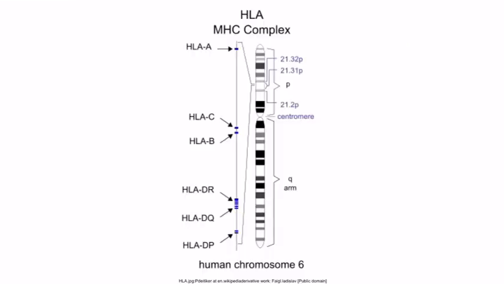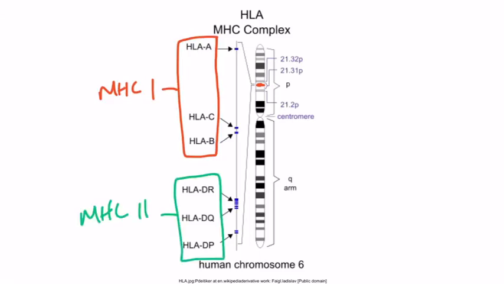Here we have chromosome 6. The entire HLA gene complex would be this tiny section here, but as we can see, it's blown up on the left. The arrows here are all pointing to specific loci on the gene. MHC1 is encoded on loci HLA-A, HLA-B, and HLA-C. MHC2, on the other hand, is encoded on HLA-DP, HLA-DQ, and HLA-DR.